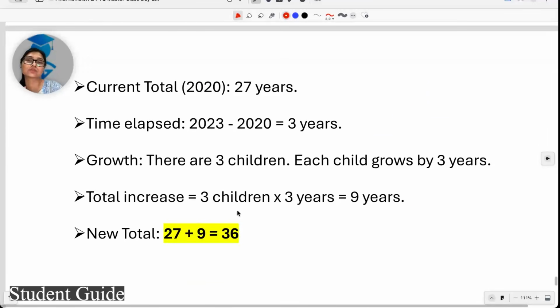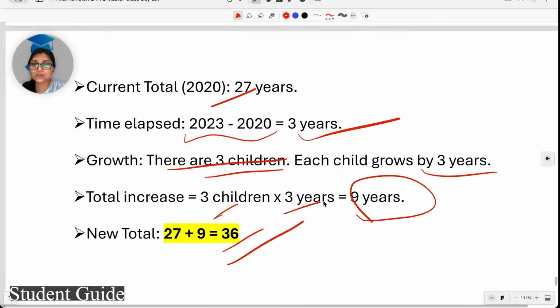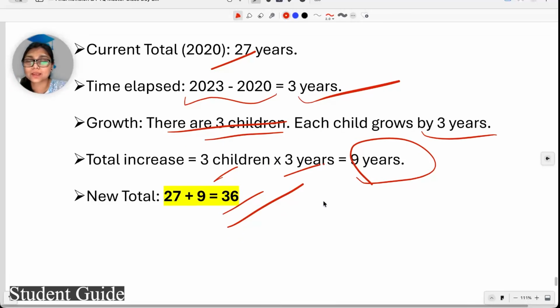Here I have also added the explanation. Current total is given, then time, that is 3 years added. Then growth: there are three children, so each child grows 3 years. That's why you need to multiply three children by 3 years. That's why 9 years, and the answer will be 36. Super easy. I make the slides super easy, so that whenever you go through the slide, you will get the answer very clearly.